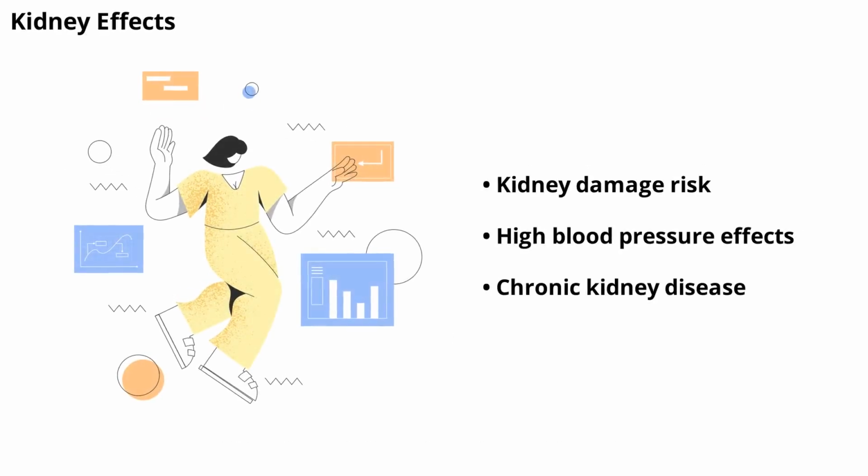The kidneys are also affected by metabolic syndrome. High blood pressure and elevated blood sugar can damage the delicate filtering units of the kidneys, leading to chronic kidney disease over time. Protecting kidney health is another reason to address metabolic syndrome early.